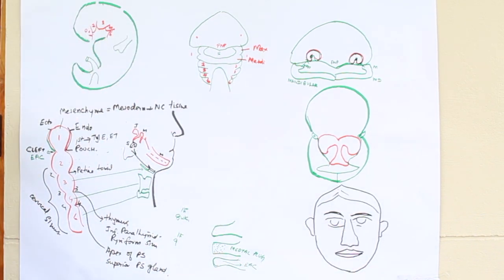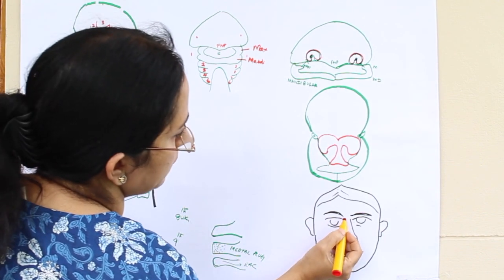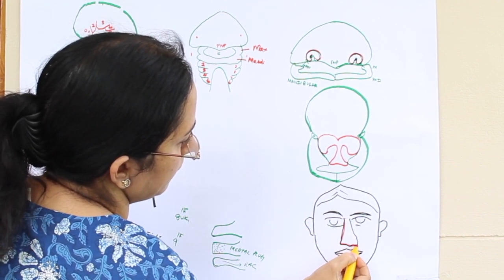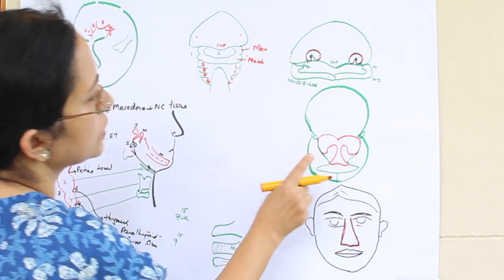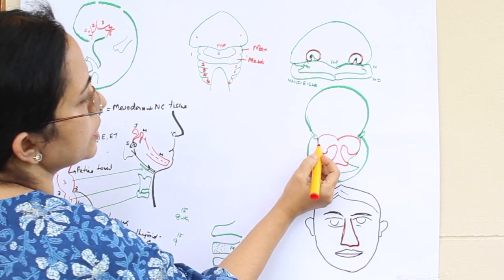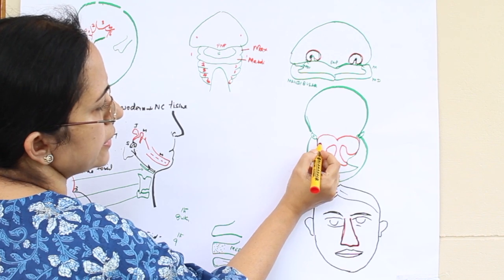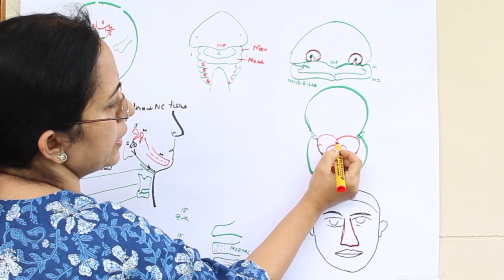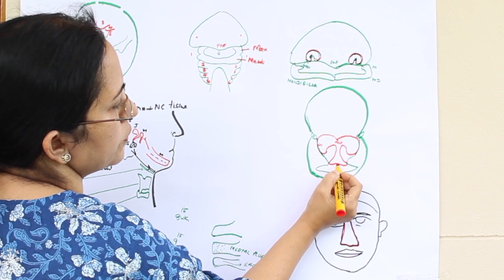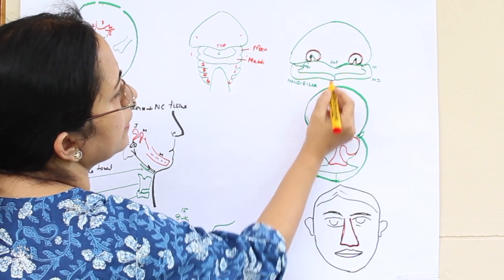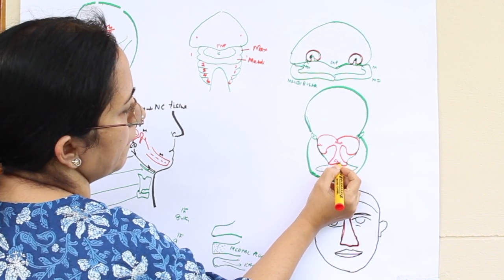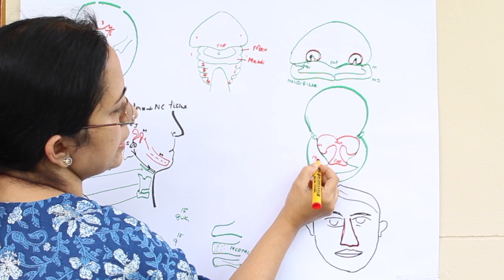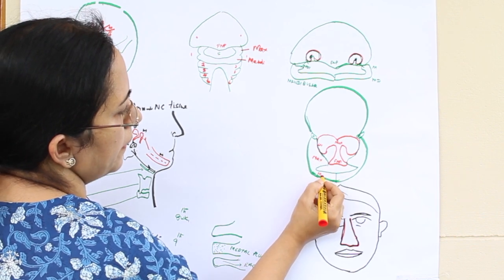This is that part. So what happened? This part. So this was your lateral nasal process. This was your medial nasal process. This was the frontal nasal process. This, not FNP. This was the maxillary, and these are the mandibular parts.